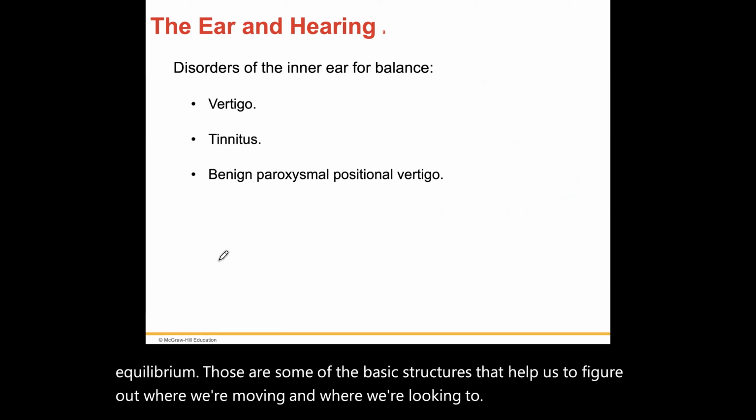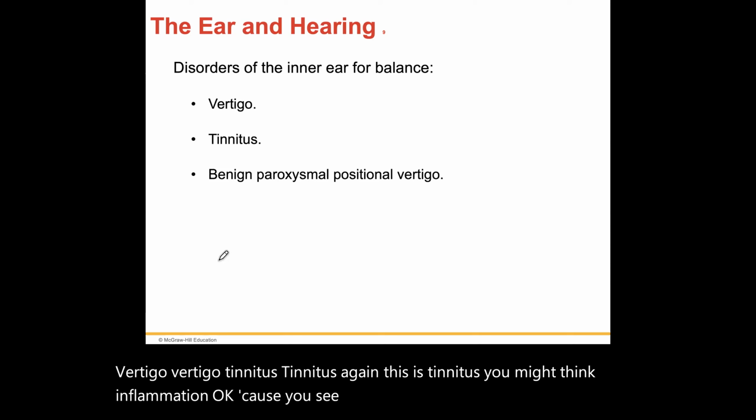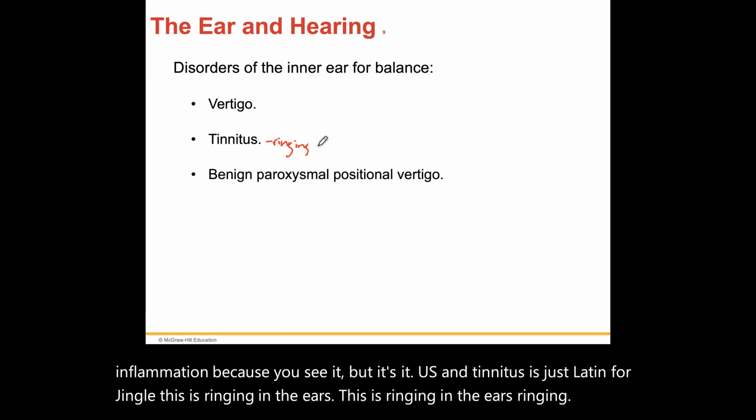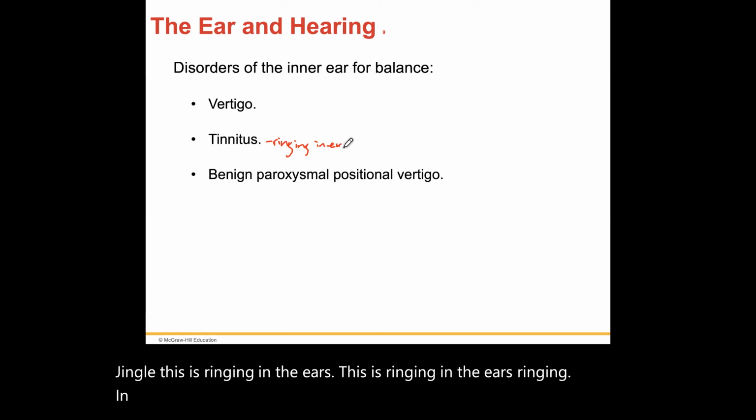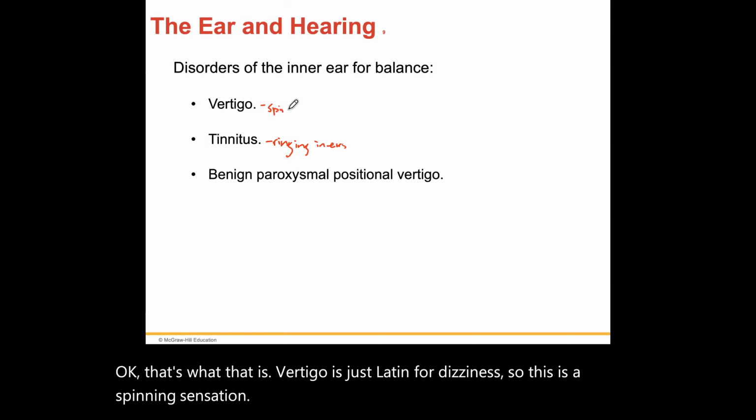Vertigo, tinnitus. Tinnitus, again, you might think inflammation, because you see IT, but it's ITUS. And tinnitus is just Latin for jingle. This is ringing in the ears. Vertigo is just Latin for dizziness. So this is a spinning sensation.